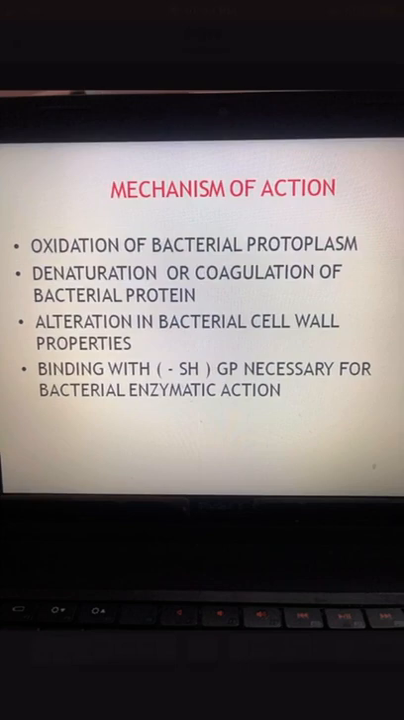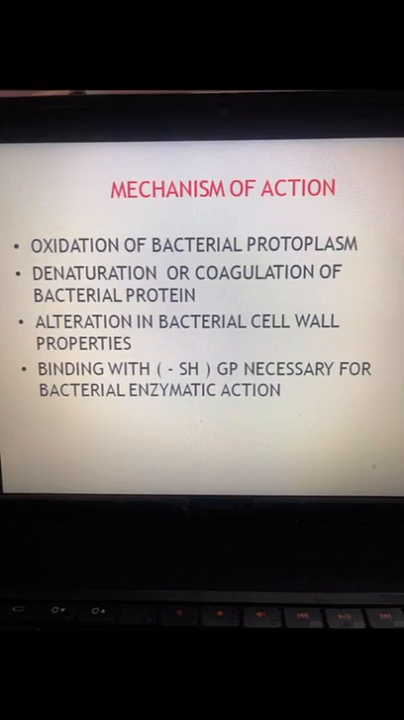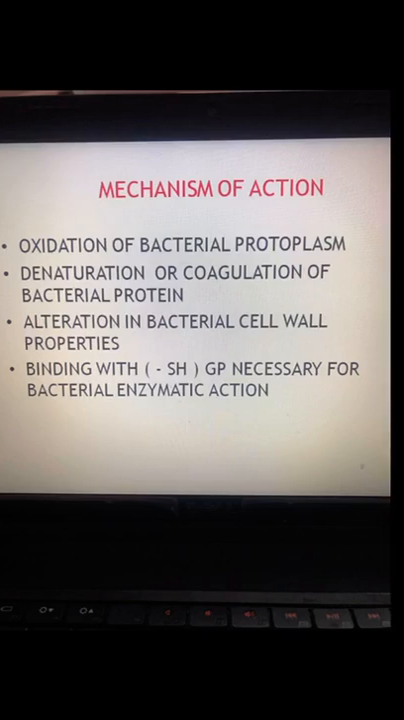What is the mechanism of action of these antiseptics and disinfectants? The main mechanism of action is oxidation of bacterial protoplasm, or denaturation or coagulation of bacterial protein, or alteration in bacterial cell wall properties, or binding with the sulfhydryl group necessary for bacterial enzymatic action. So when I say bacteria, you should be aware that most of these drugs are effective against bacterial microorganisms.